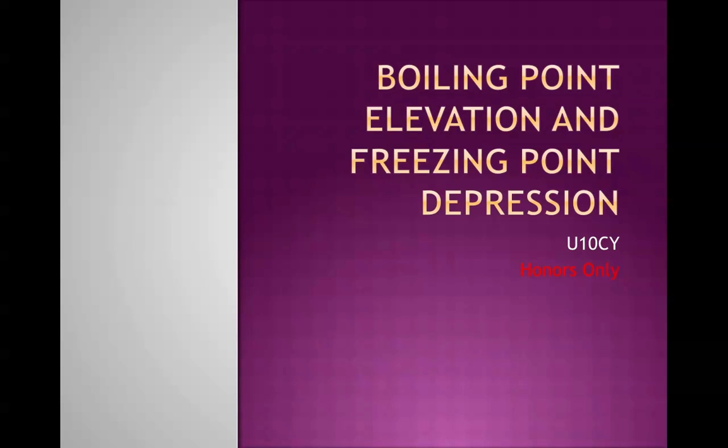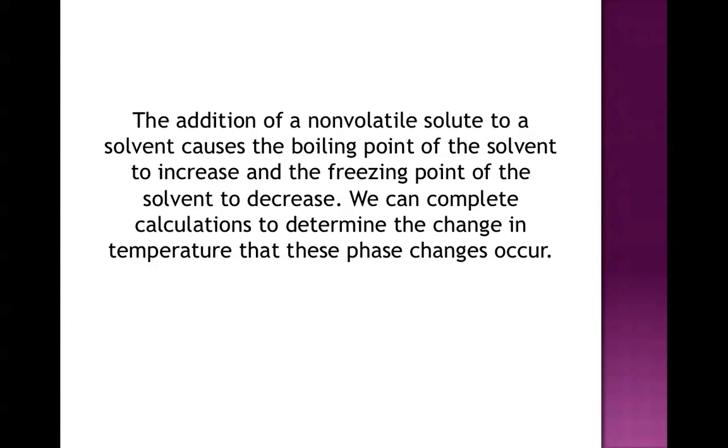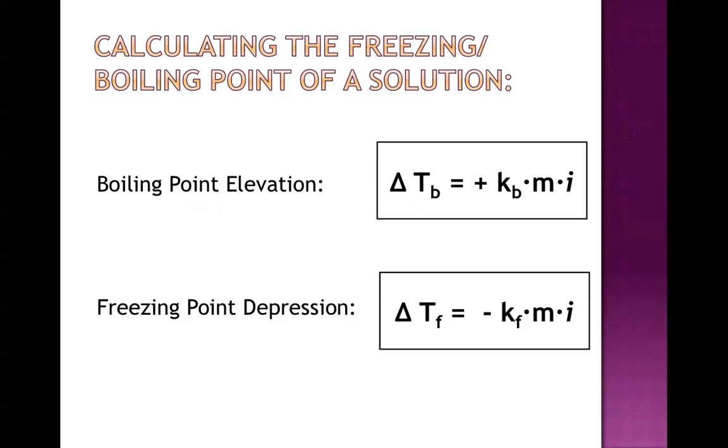All right, for our final concept of Unit 10, we're going to be doing some calculations to look at our boiling point elevation and freezing point depression due to the colligative properties. So the addition of a non-volatile solute, one that is not going to evaporate, to a solvent causes the boiling point of the solvent to increase and the freezing point of the solvent to decrease. We can complete calculations to determine the actual change in temperature that these phase changes occur at.